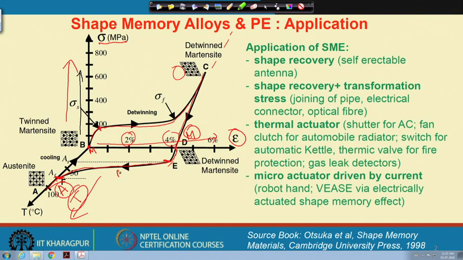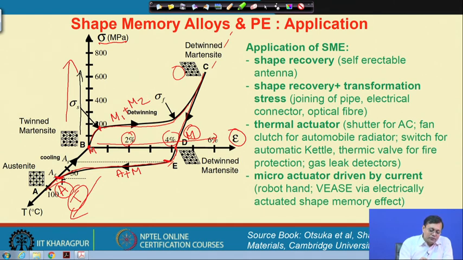In this region it has austenite plus martensite. And in this region, let us say, for the moment M1 plus M2 means martensite with different twin variants, that is all. So, you can see that starting from this point with the stress axis, we return back to this position.